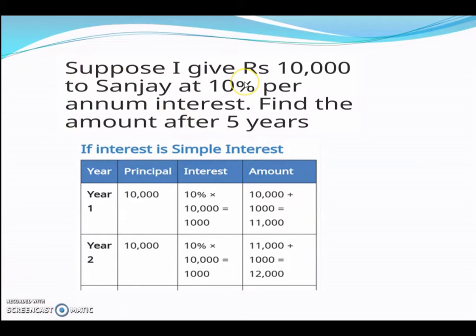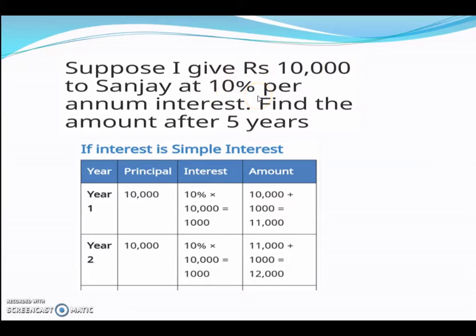So the problem is, suppose I gave rupees 10,000 to Sanjay at 10% per annum interest. Find the amount after 5 years. So after 5 years, what is the amount that I should be getting back from him? In this case, the initial amount that I have given is 10,000. This 10,000 rupees is known as the principal amount.